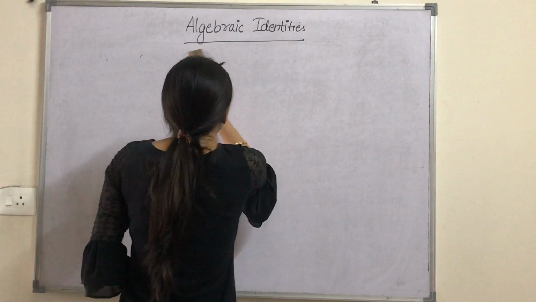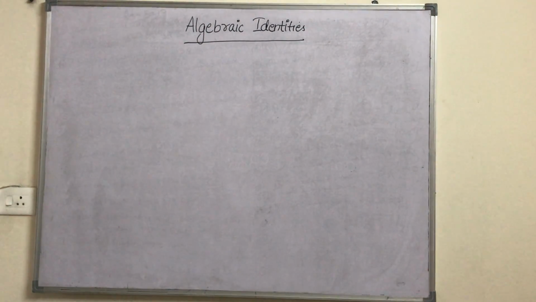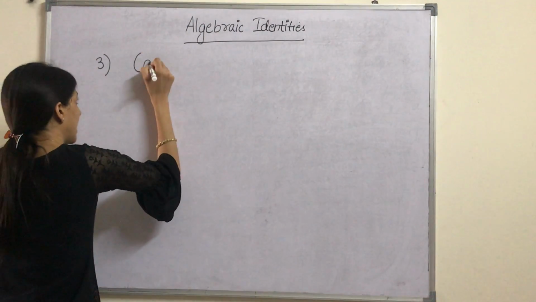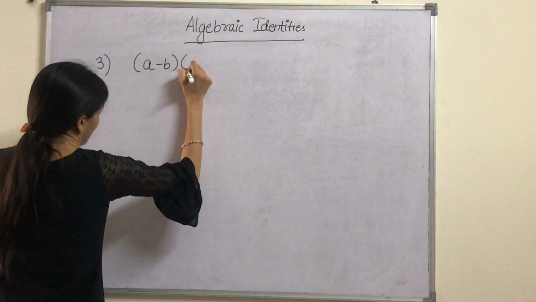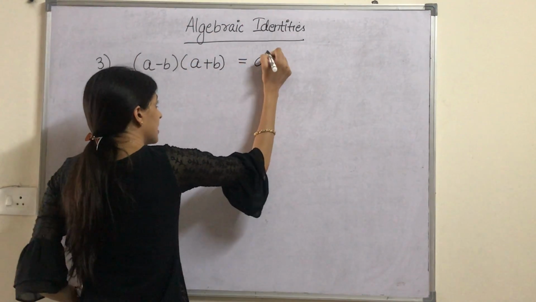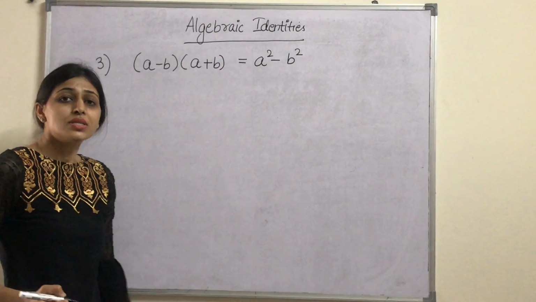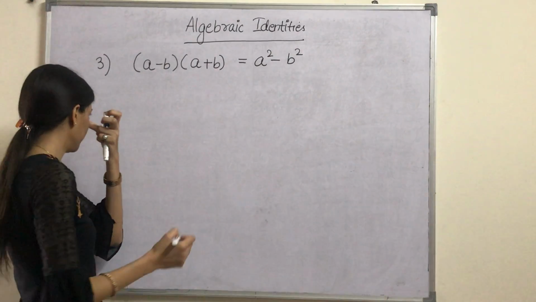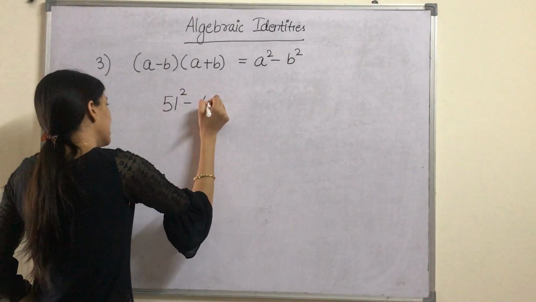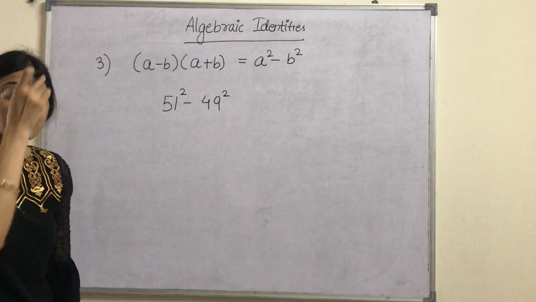Third identity. What does the third identity say? According to the third identity, (A minus B) into (A plus B) is A square minus B square. Suppose a question is given to you: 51 square minus 49 square. Suppose this is given to you.